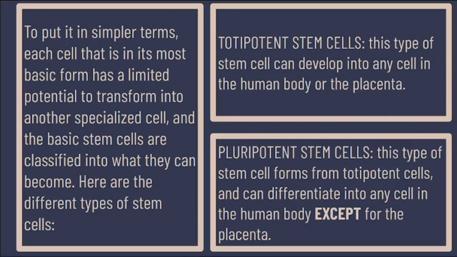Here are the different types of stem cells. Totipotent stem cells. This type of stem cell can develop into any cell in the human body or the placenta. Pluripotent stem cells. This type of stem cell forms the totipotent cells and can differentiate into any cell in the human body, except for the placenta.